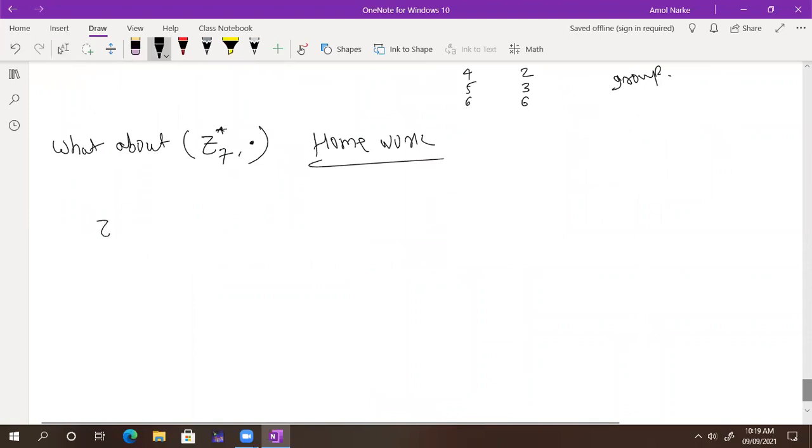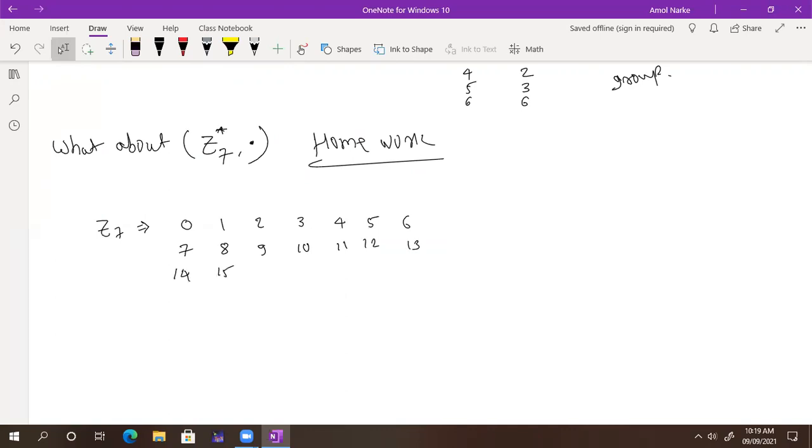So you need to write down Z7 now. Start with 0, 1, 2, 3, 4, 5, 6. You can write down 7, 8, 9, 10, 11, 12, 13, 14, 15, 16, 17, 18, 19, 20, 21, and so on. So when I talked about 17, the value of 17 in Z7 is 3. The value of 18 in Z7 is 4. The value of 22 in Z7 is 1. Yes. The value of 14 is 0.